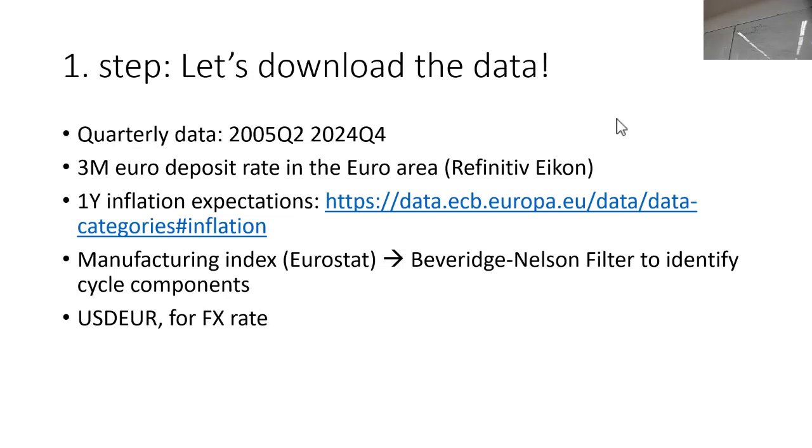Also, we can have the 1-year inflation expectation data from the ECB, which is really sad because they are advertising it as monthly data. If you download it, it is quarterly data, all the other months are missing, and only at the beginning of the quarter do we have data, so it's not nice. Manufacturing data we are just downloading from Eurostat.